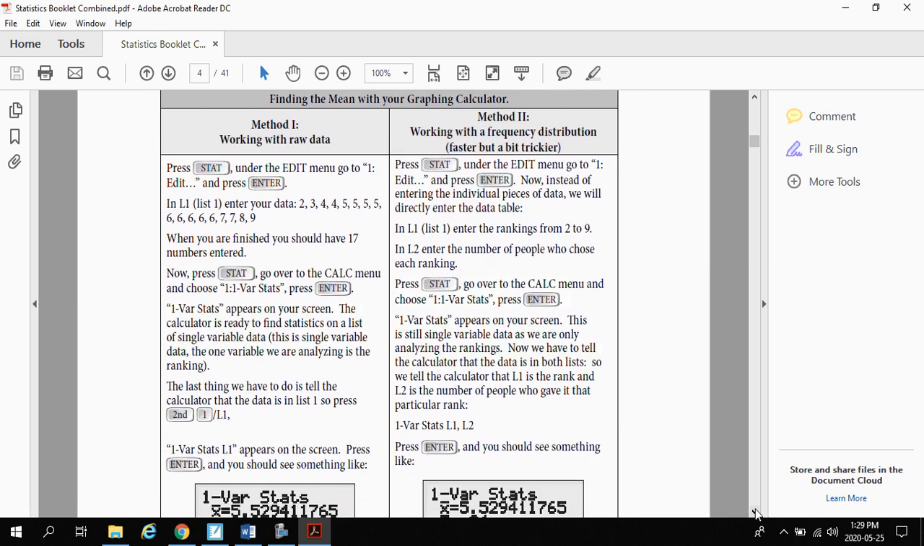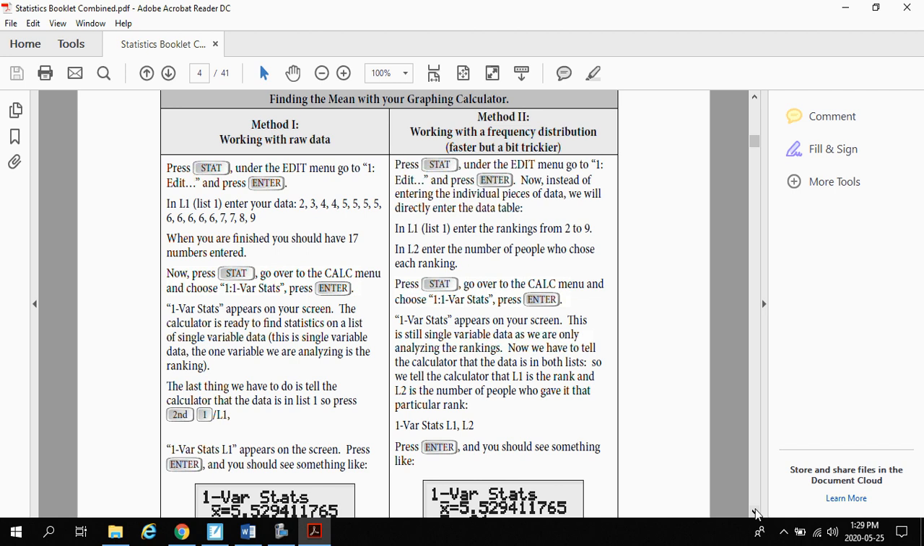So the way that you get to this is you press the stat button. So it's kind of near the top, over a little bit to the right. So it's a stat at the top there, and under the edit menu, it should be the first menu, it says go to number 1, which says edit, and press enter. So there shouldn't be anything in your calculator right now, but if there is, you can clear it out. I can't remember if you press clear or delete in each of them and then press enter, but you should be able to clear it out. So if you have anything in there, maybe pause it and delete everything out.